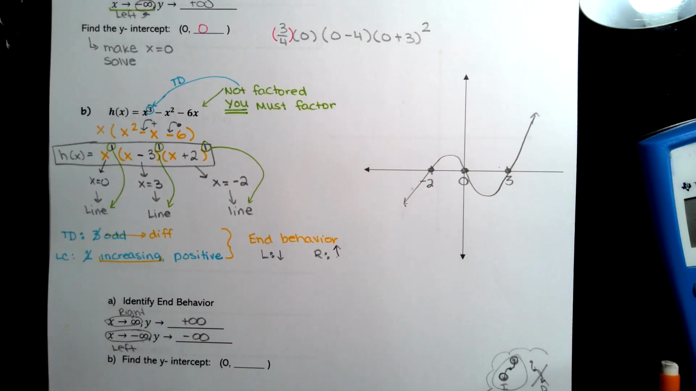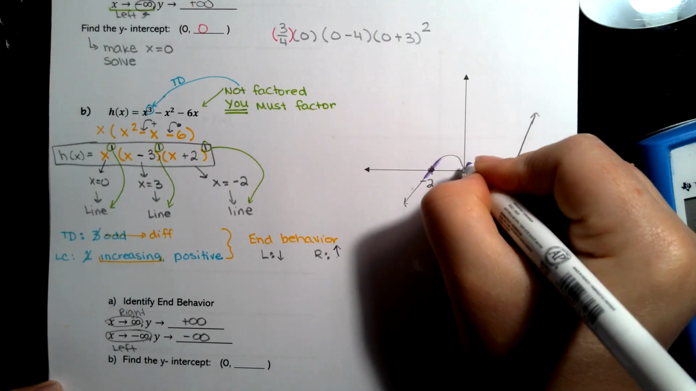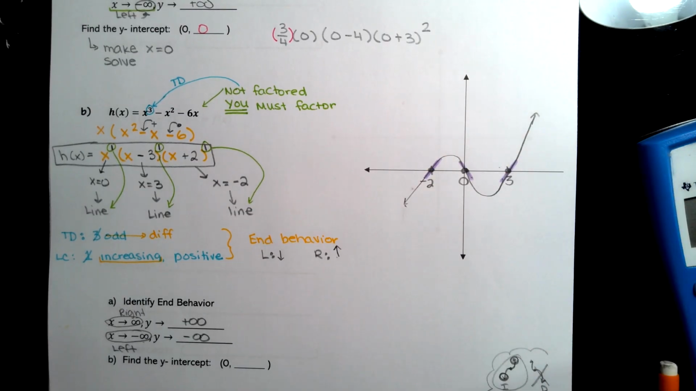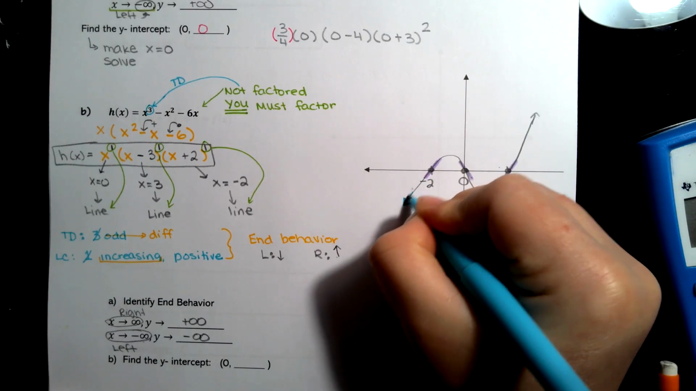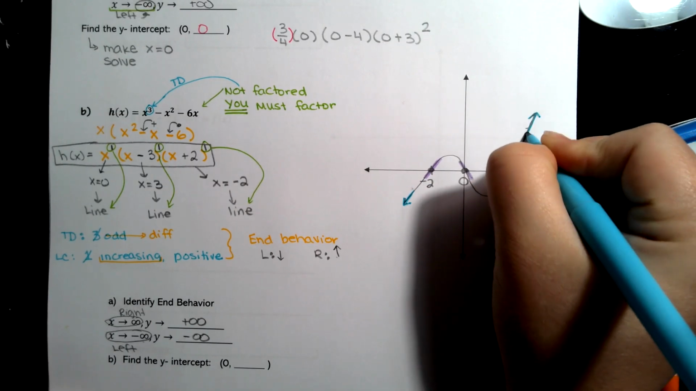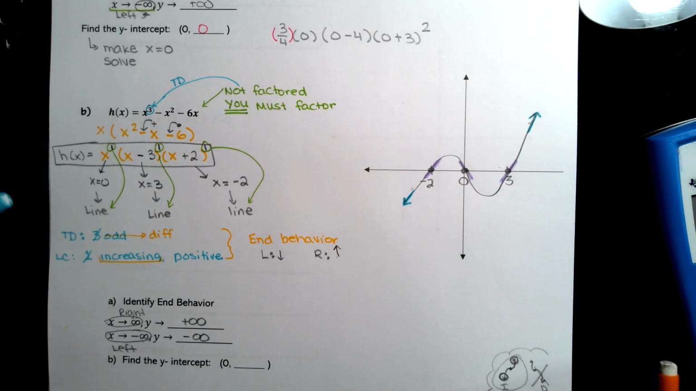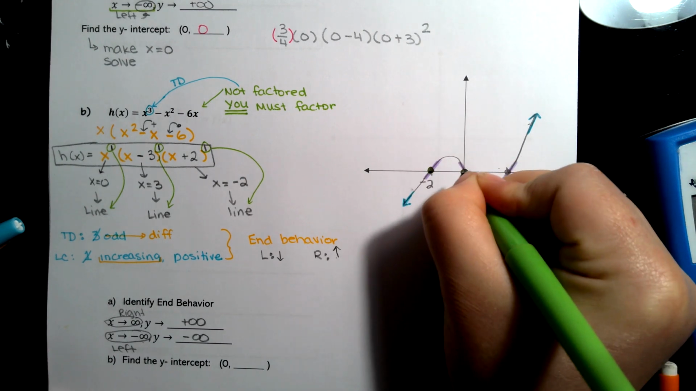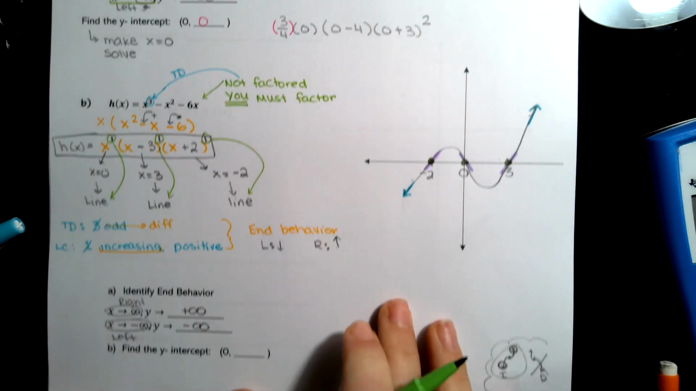So again, what are we grading? We're grading the behaviors at each 0 that you have. We are grading your end behavior, and we are grading your roots, your zeros, your x-intercepts.